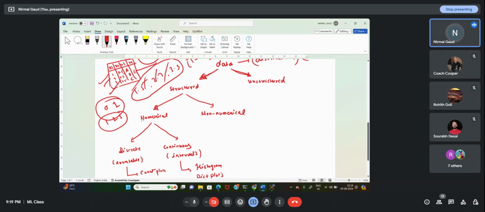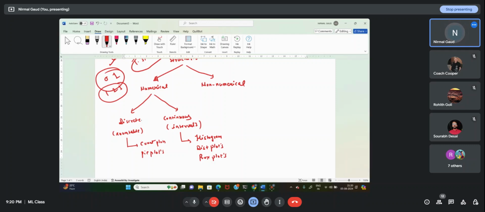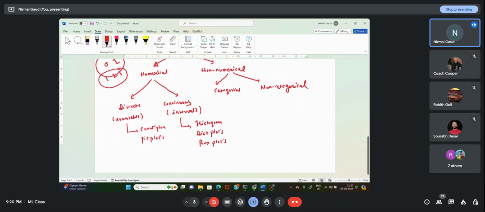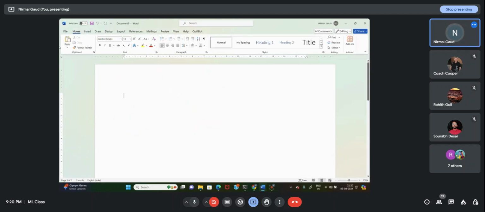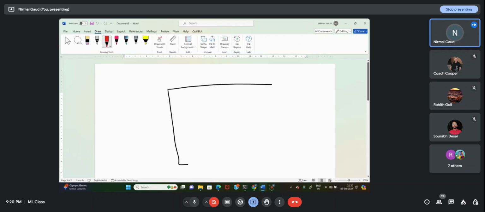So this is about structured and numerical. In non-numerical, we have further classification as categorical and non-categorical data. Categorical is that data which can be represented in classes. Something which can be represented in classes is categorical data. For example, if I make a structured table for you, you might be dealing with such kind of data daily, if you have been working in some organization or department, or if you are already a data person, then you know about all these things.